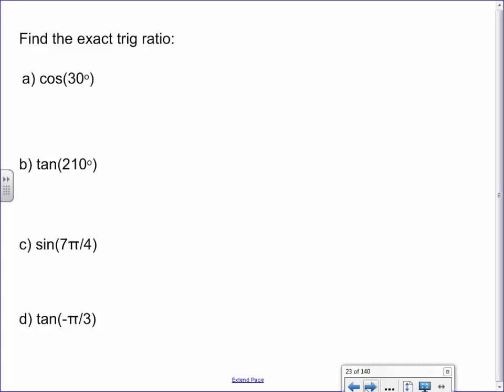Okay, here's what I like to do on my last slides here. Now I want to try to put this all together. So if you feel like up until now we really haven't done anything, this is a very typical question I might ask you. I might ask you, tell me the exact ratio for cosine 30 or tan 210 or something like this.